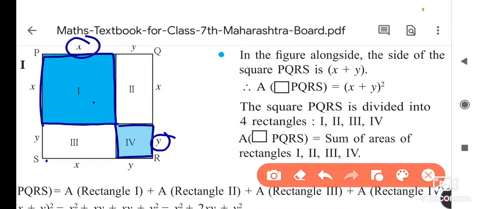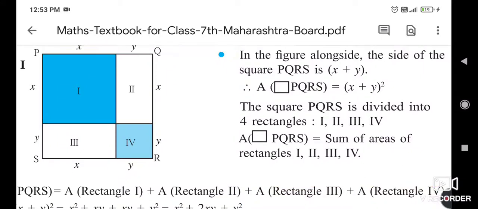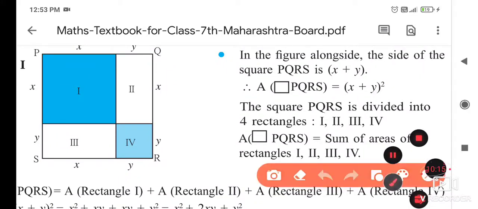And two rectangles are there. Under these two rectangles, the length of the rectangle is x and the breadth is y. Here also the length is x and the breadth is y. Such two rectangles are present inside this whole, which means we divide this square into these parts.